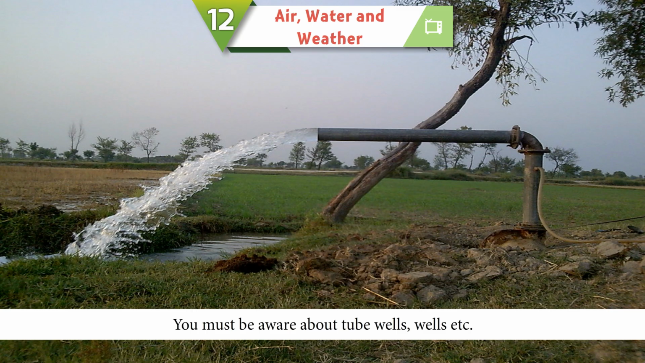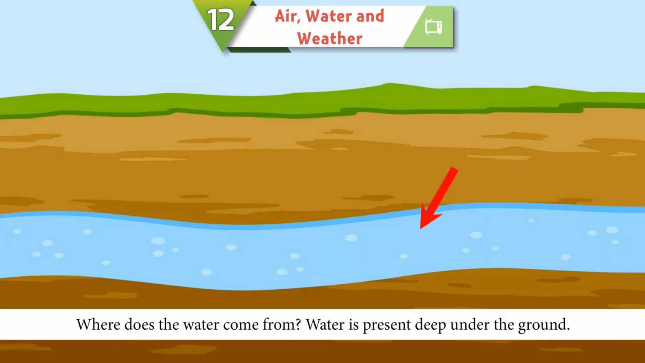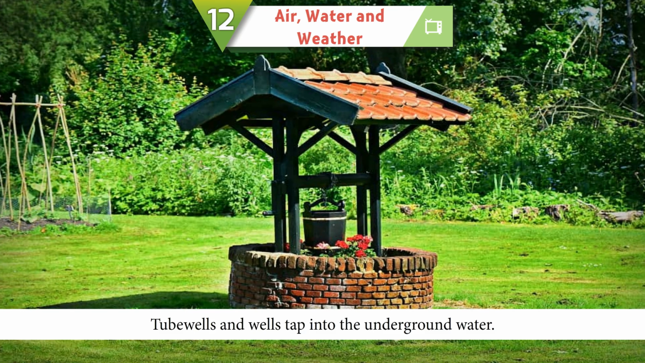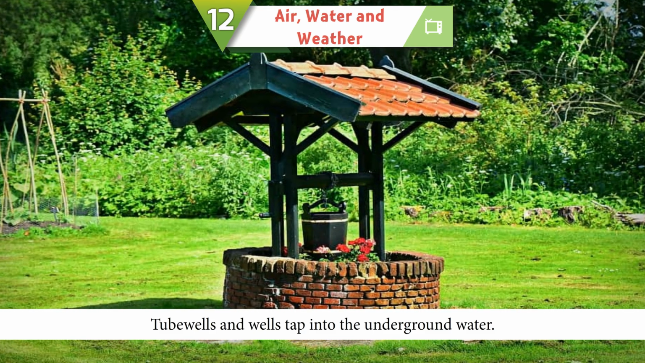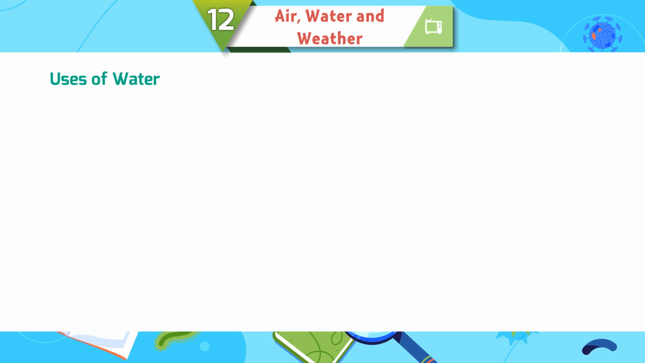You must be aware of tube wells, etc. Where does the water come from? Water is present deep under the ground. This water is called underground water. Tube wells and wells tap into the underground water. Did you know? Even our body contains water, 70% of our body weight is water.